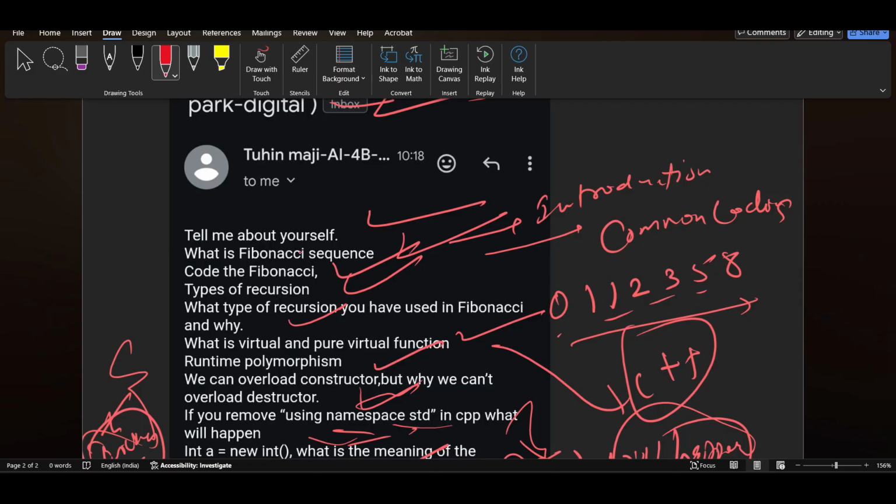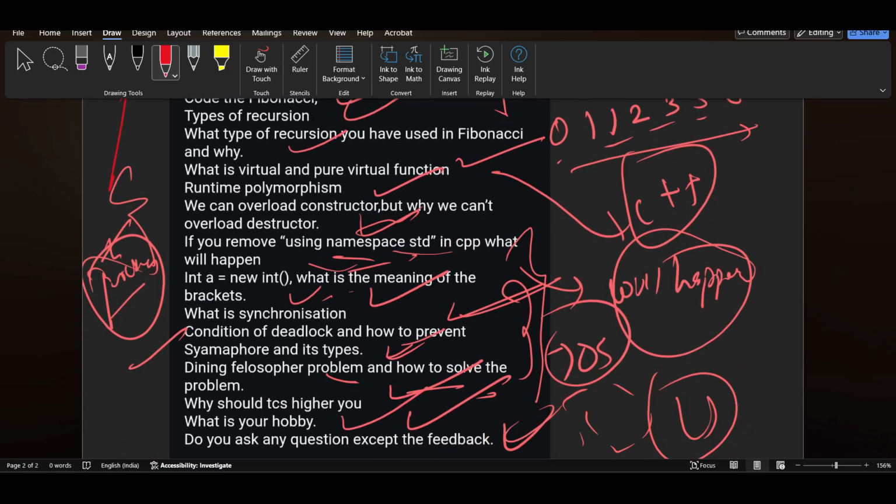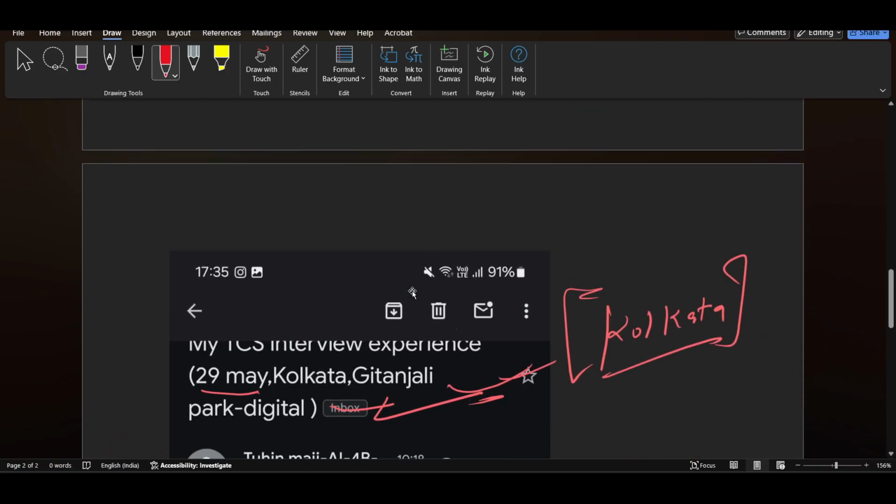If you look closer at the interview, first there was some coding question, easy only. Then there was some OOPs question, then some tricky programming question. Then there were some operating system related questions. So this was the whole interview experience for TCS Digital.